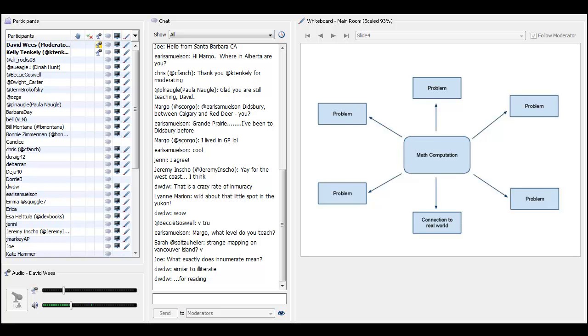So this is essentially how we construct math curriculum. We start with the computations, and we go out to problems that are related to those computations, and once in a while, we'll connect those computations to the real world.